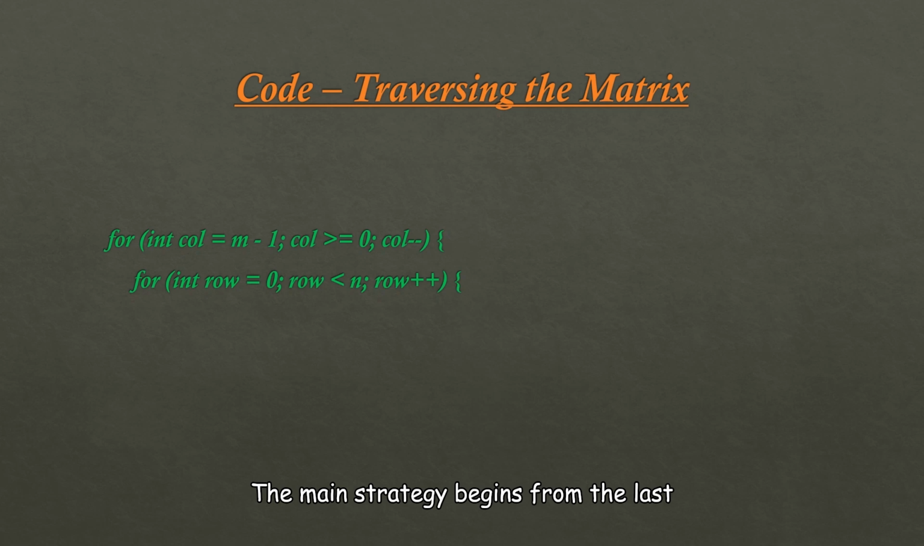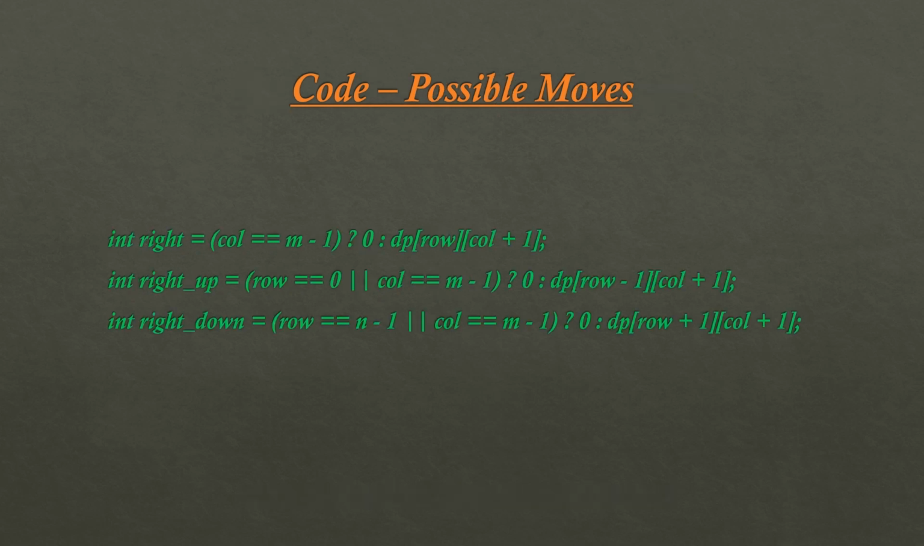The main strategy begins from the last column, moving leftwards. This backward approach ensures that every decision we make at cell (i, j) is backed by already computed optimal choices from the next step. From each cell, the miner considers three possibilities: move directly to the right, move diagonally to the upper right cell, or drop diagonally to the lower right cell. We carefully handle boundaries to avoid stepping outside the grid.